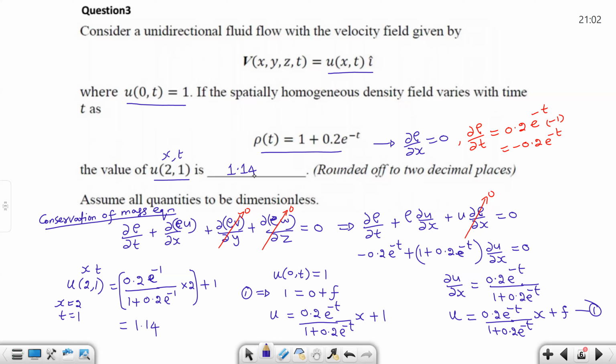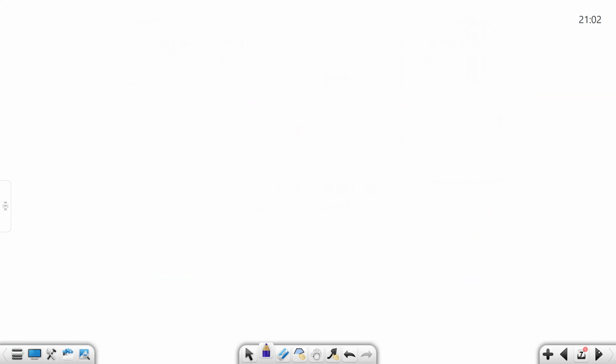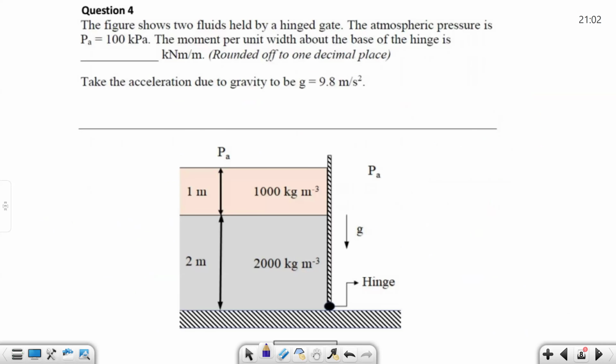So maybe now we will move to the next question. There are two fluids held by a hinged gate. The atmospheric pressure PA is 100 kPa. Find the moment per unit width about the base of the hinge.